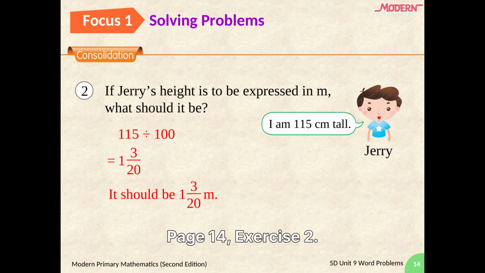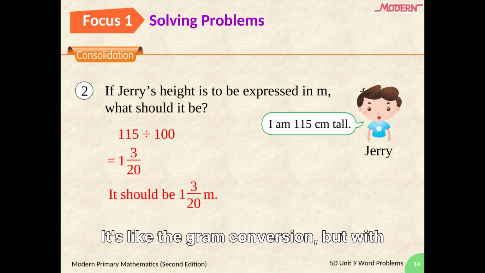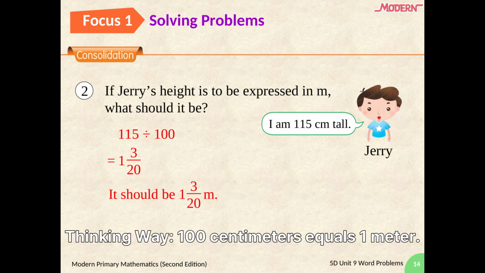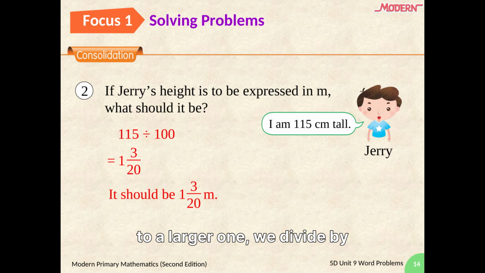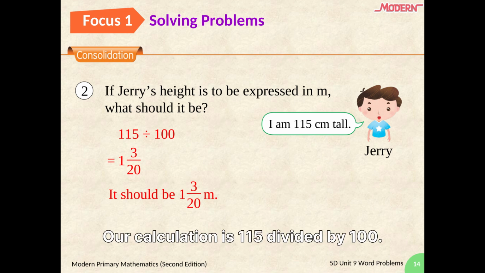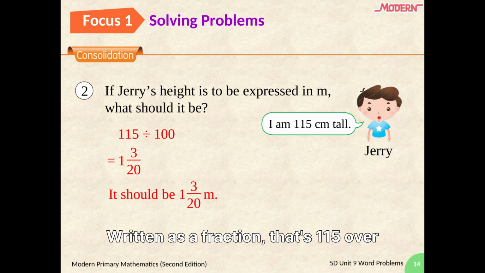Page 14, exercise 2. Jerry is 115 centimeters tall. Let's express his height in meters. It's like the gram conversion, but with length. Thinking way, 100 centimeters equals 1 meter. Since we're going from a smaller unit to a larger one, we divide by 100. Our calculation is 115 divided by 100. Written as a fraction, that's 115 over 100.